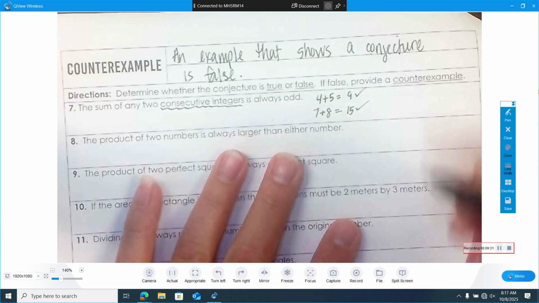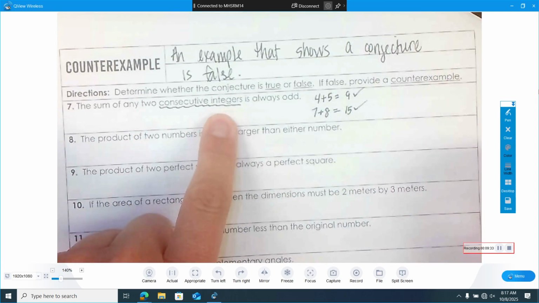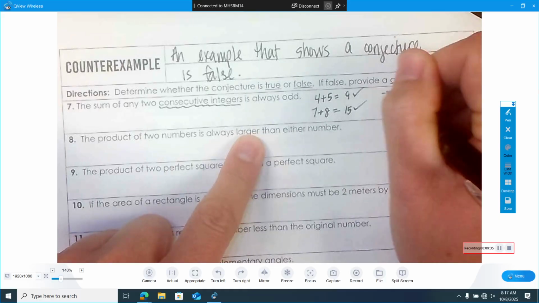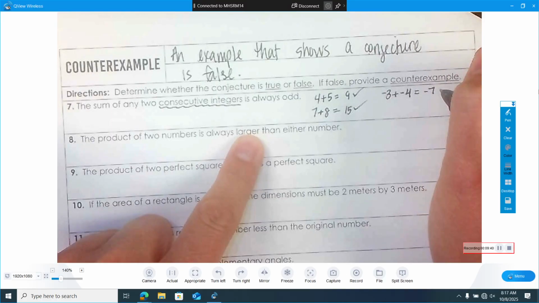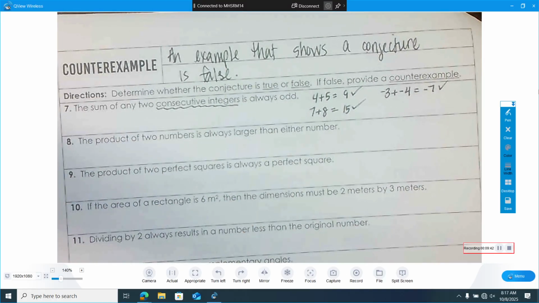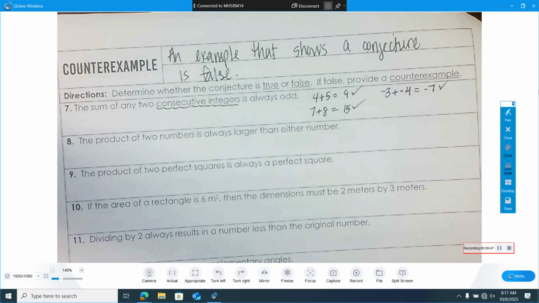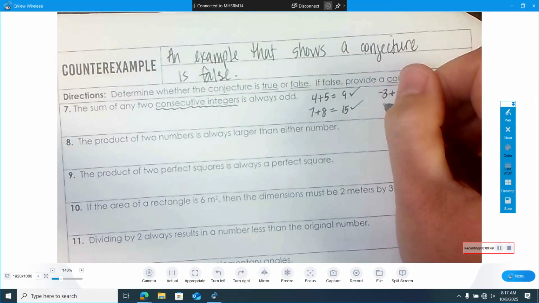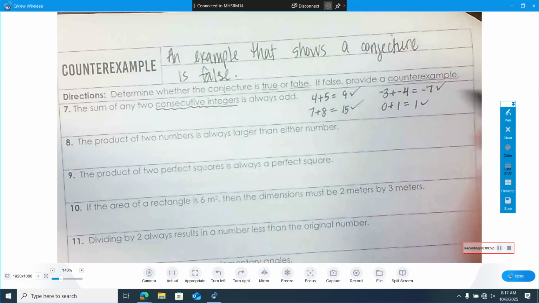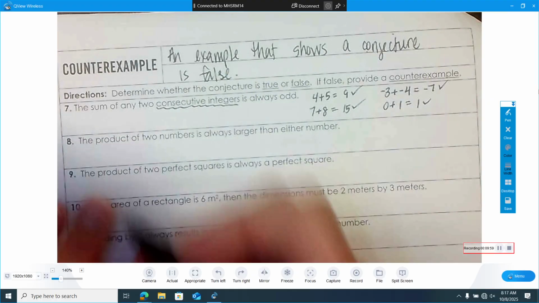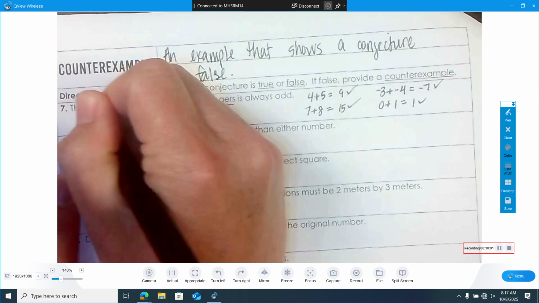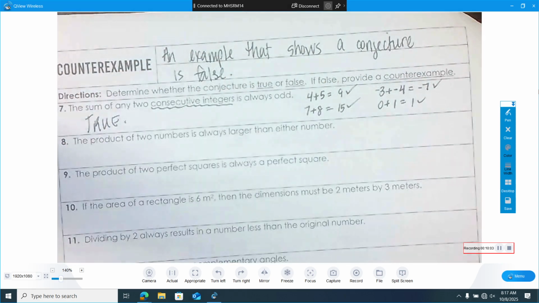That's true. What about negative? Integers can be positive or negative. So let's see. Negative 3 plus negative 4, that's a negative 7. That's also odd. Okay. Does this seem to be true? 0 and 1, that's always good to test around 0 and 1. 0 and 1 is 1. That's odd. That's true. Okay. All right. Is this seeming to be true? Pretty true. I can't test all of them, but I do believe that that is a true statement. Seems to be pretty true.